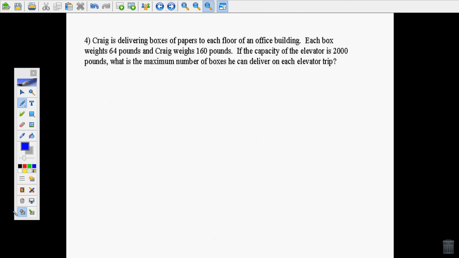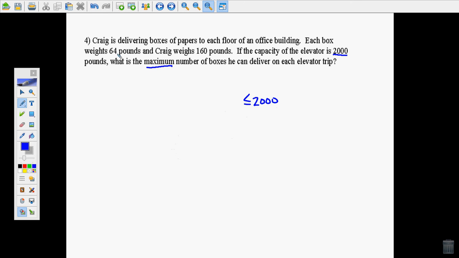Okay, how about our next inequality? Read through that and determine what inequality sign and what your total is going to be here. Okay, so the capacity of the elevator is 2,000. We want the maximum number of boxes, so it needs to be less than or equal to 2,000. Okay, what are you going to write on the other side of the inequality?